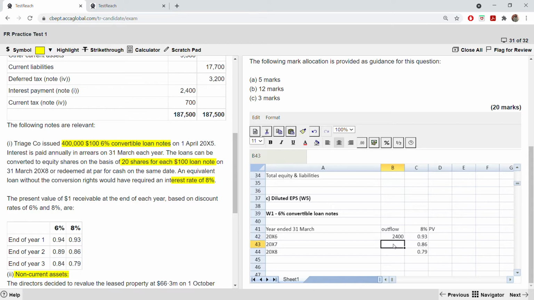Okay, again same. Third year, it will be the 40 million plus the interest 2.4. Okay, so it will be 42,400, that is 42,400,000. First, you need to multiply this 400 by 100. Okay, that's how you are getting 40 million. Next, present value is nothing, just you multiply it. Okay, so put equal sign, then this multiply by this one. Okay, close bracket, enter. And now you can drag this to the other cells.